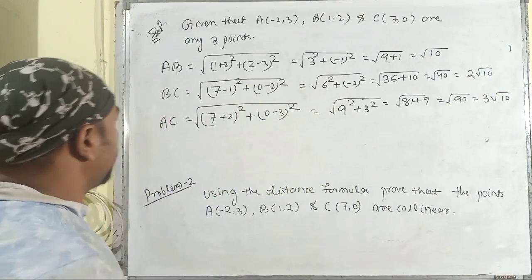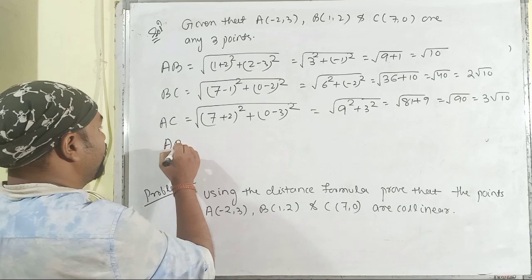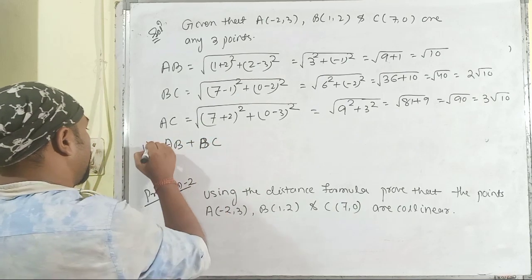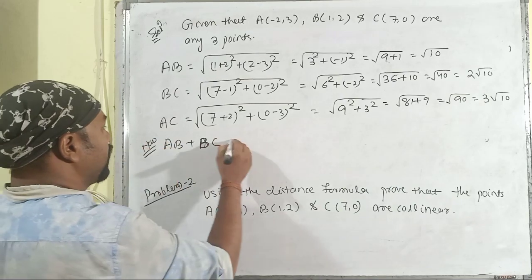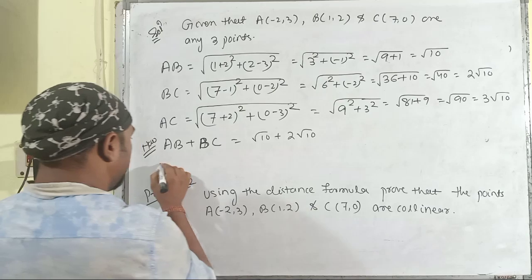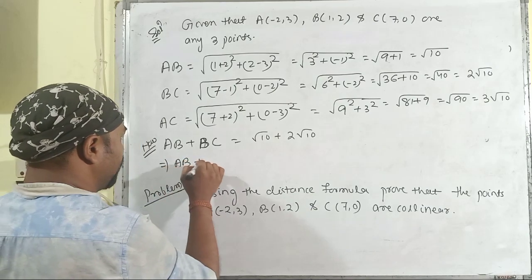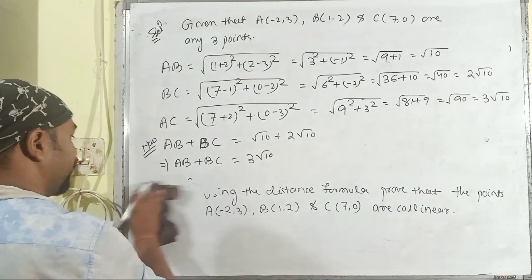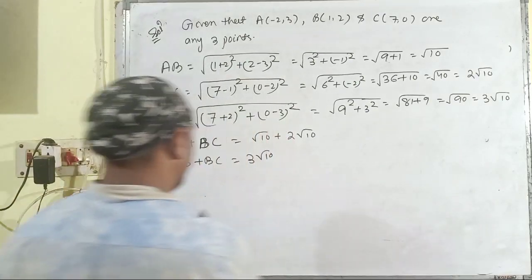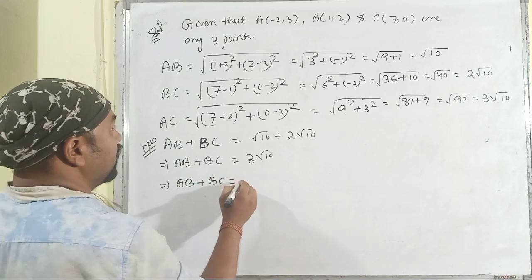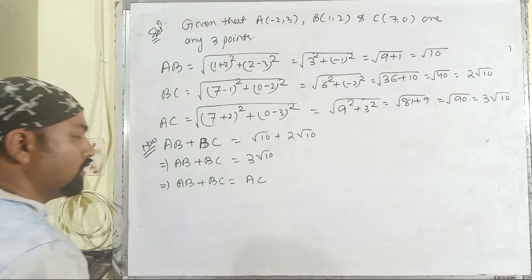So from here you can see that AB plus BC. Now AB plus BC is root 10 plus 2 root 10, that implies AB plus BC is equal to 3 root 10. That implies AB plus BC is equal to AC.